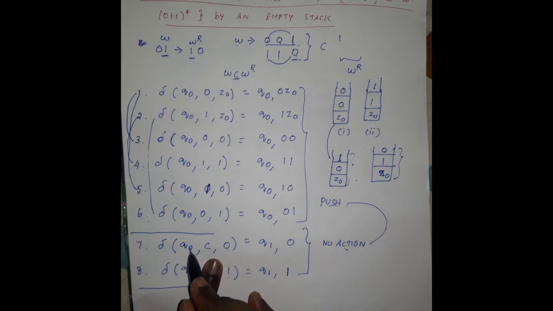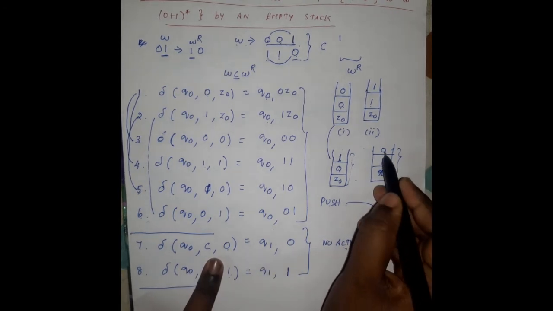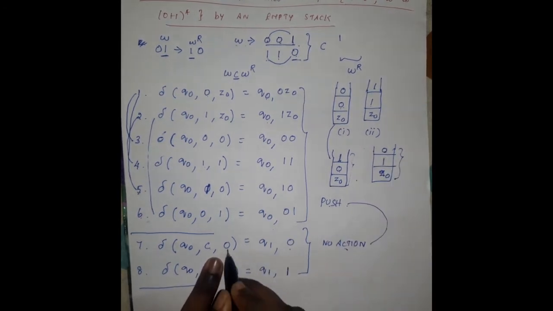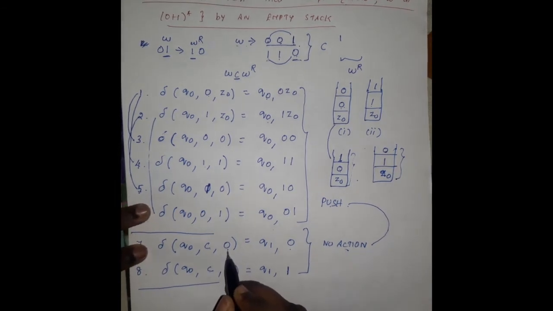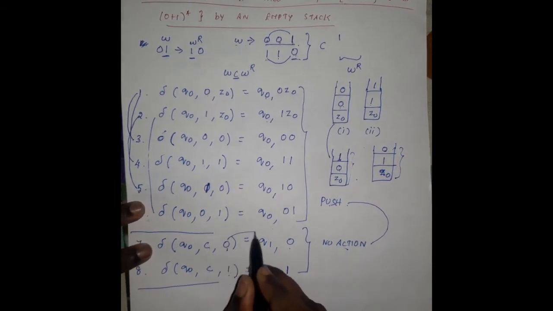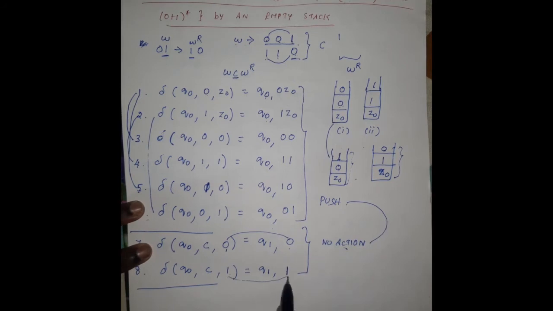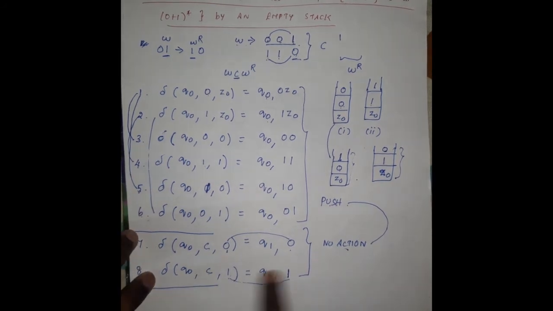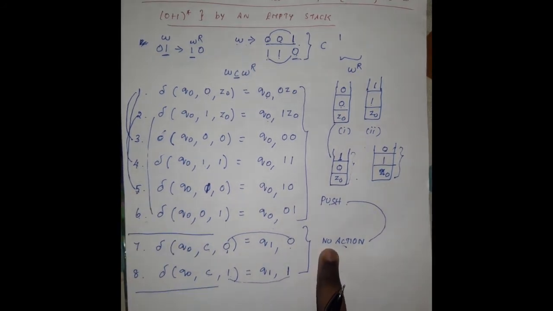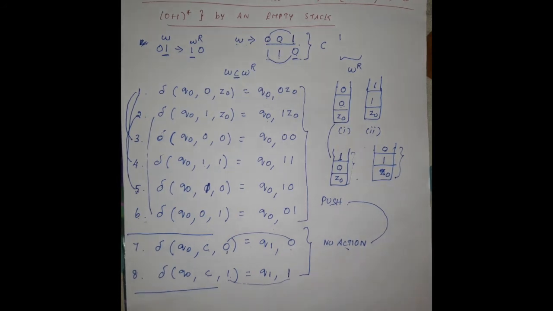After going from state Q0 to Q1, the stack has 0 as the top element. That's why whatever you write here, the same element should be written in the stack for the separator symbol, because no action is performed for the separator symbol, right?